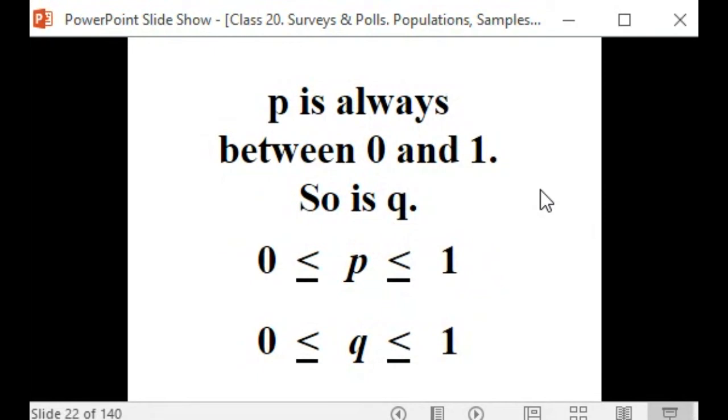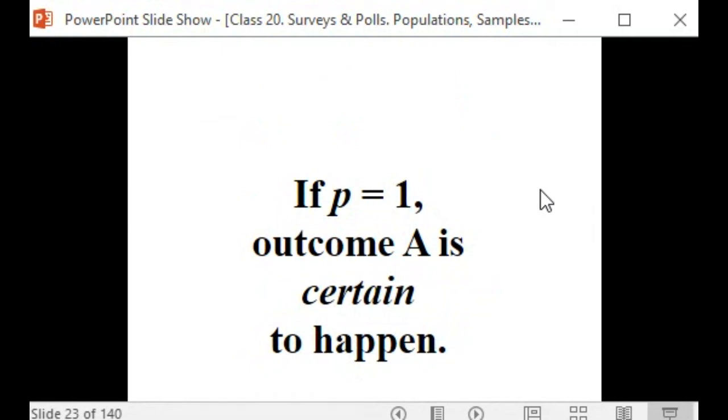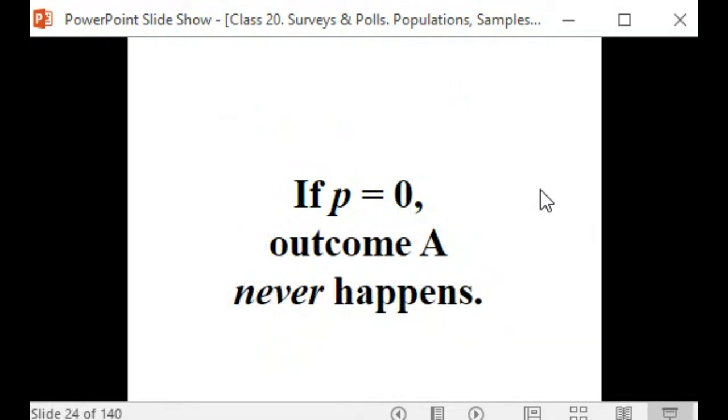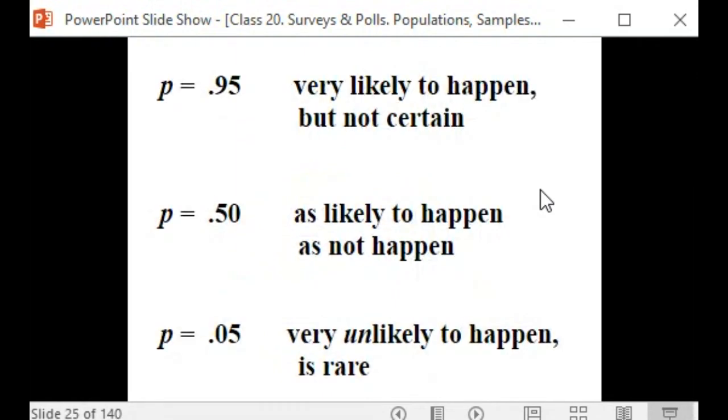There are several important things to remember about p and q. First, p is always between 0 and 1, including 0 and 1. And the same is true for q. If p equals 1, then outcome A is certain to happen. And if p equals 0, then outcome A never happens. Other values between 0 and 1 are also possible.